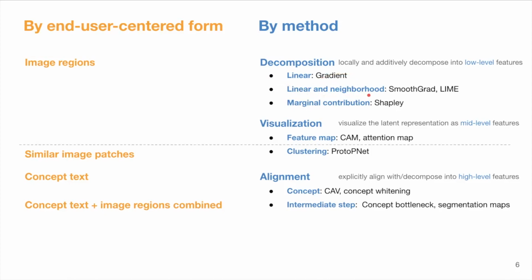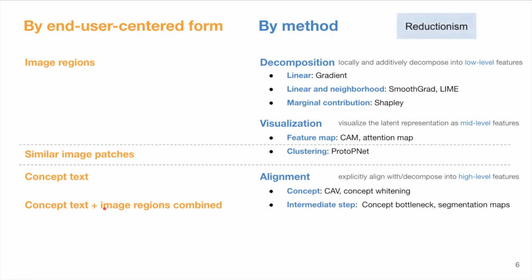And we can actually see that between the method and the form, there's a good correspondence. For example, the decomposition and visualization methods are represented by the explanation form using image regions. And the clustering methods are represented as similar image patches. And the alignment methods are represented in the form of concepts or concepts and images combined.